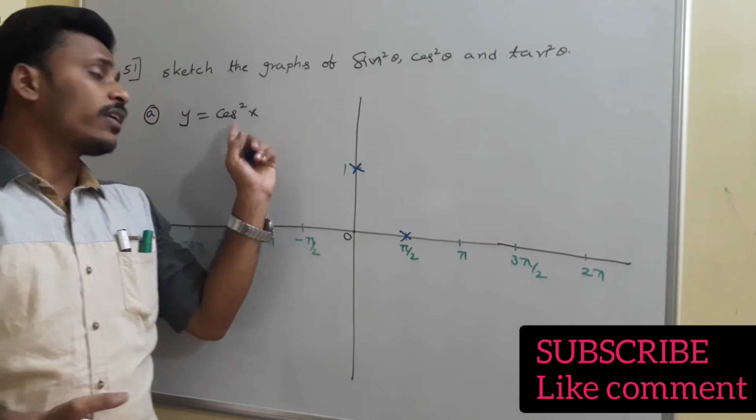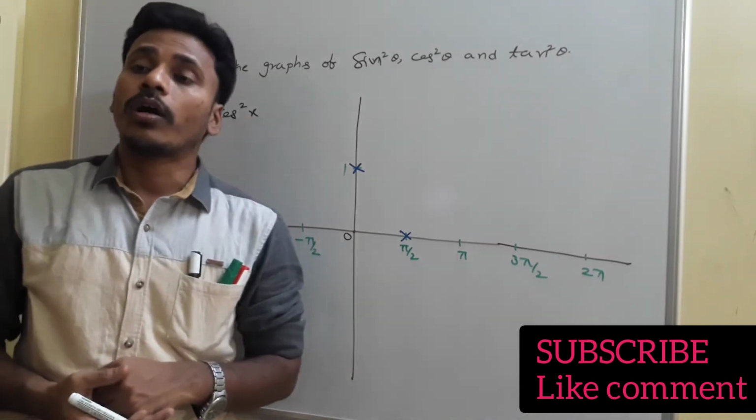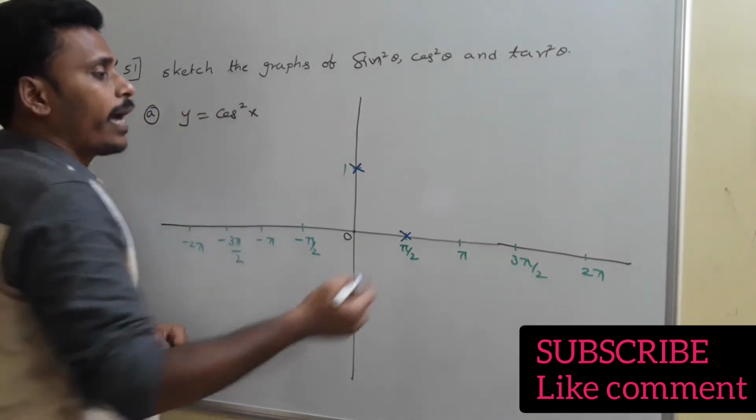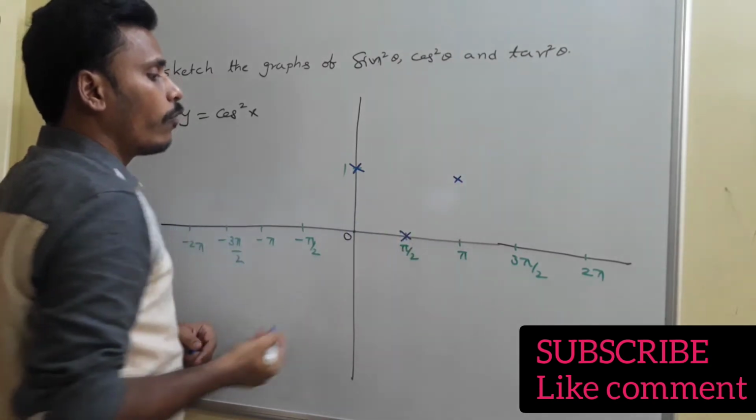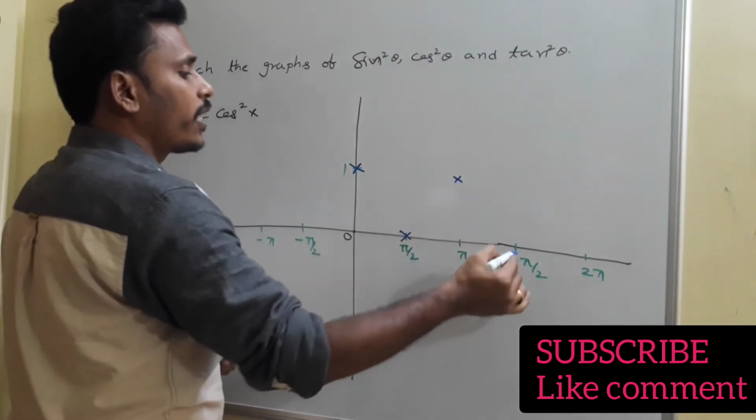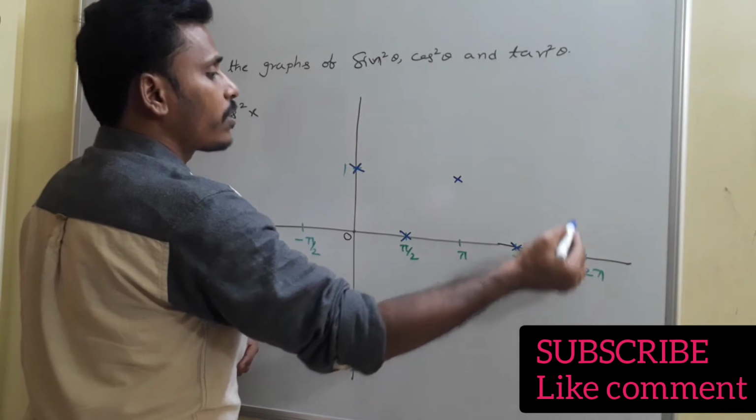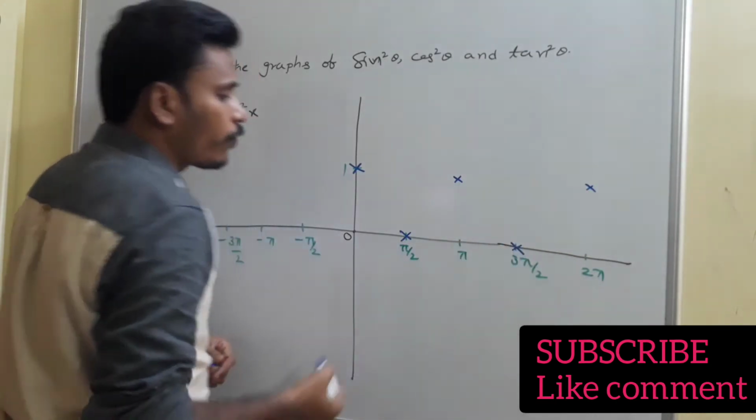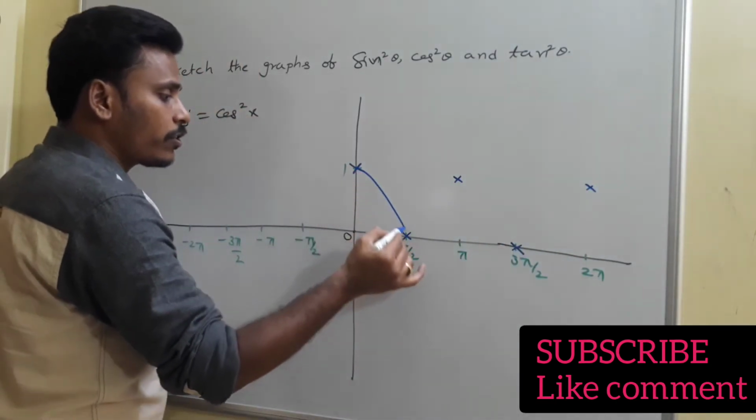But here we are thinking about the square. So cos square 180 degrees, minus 1 square is again what? 1. And cos 270 degrees is again 0, and cos 360 degrees is again 1. So if you observe, the graph will be like this.